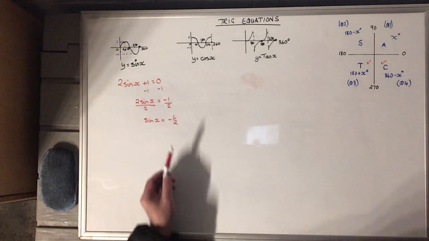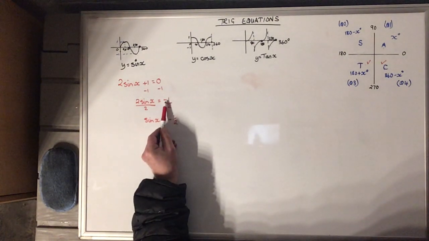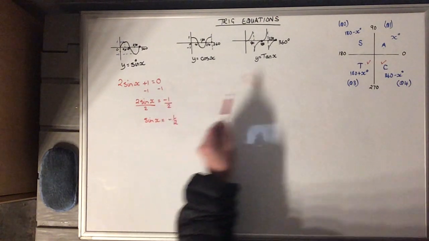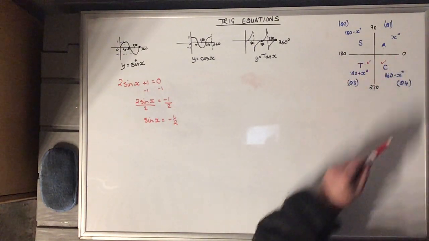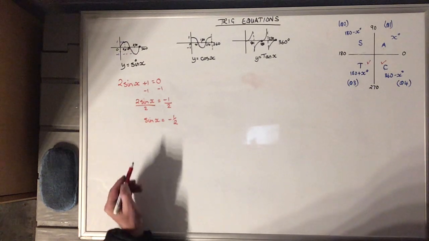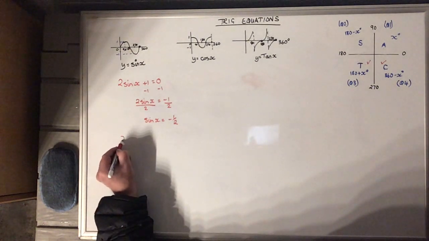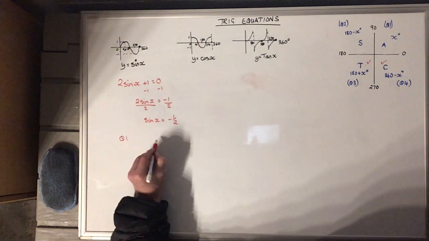Now, the negative sign indicates which part of the quadrant we're talking about here, the third and fourth. We always work out the principal value. Now the principal value is always in Q1. Now you've got to be careful here.